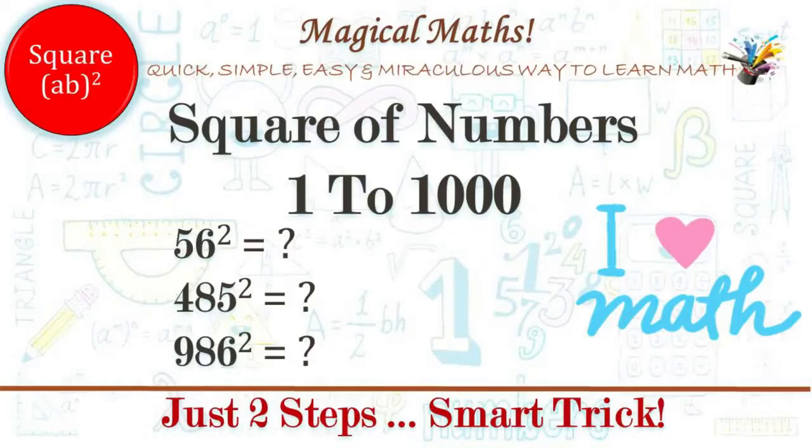So basically, if we want to do the square of 2-digit numbers, then we use shortcut method 1, and if it is for 3-digit numbers, we do shortcut method 2.